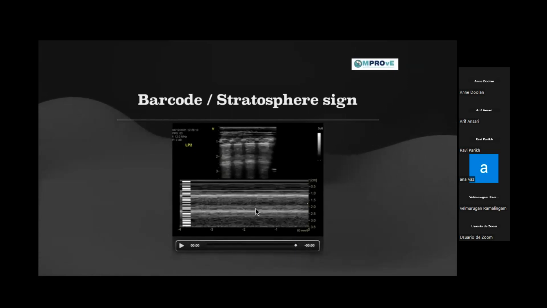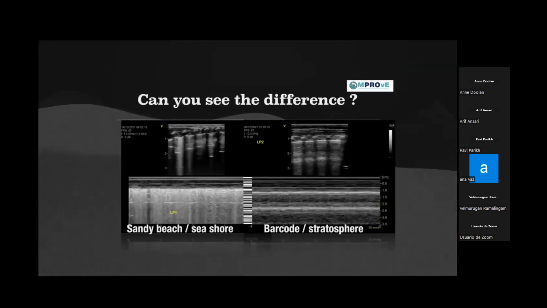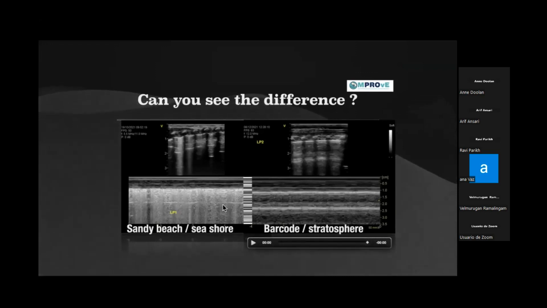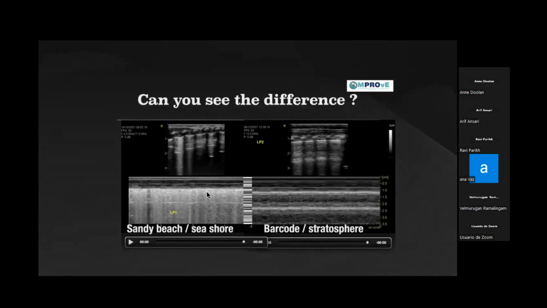But when you're doing it for the first time, and you put the probe on and hit the M button, if I don't show you this barcode here, you'll be wondering, am I seeing some sky and sea and sand? You'll be confused, and it's a fair confusion. It happens all the time. So you try to find the lung point and interrogate both areas at the same time, and then you will be able to see how different it looks. So that's a sandy beach sign, and that's a barcode or stratosphere sign. When you put both side by side, you can imagine it looks very, very different now. Make sense?